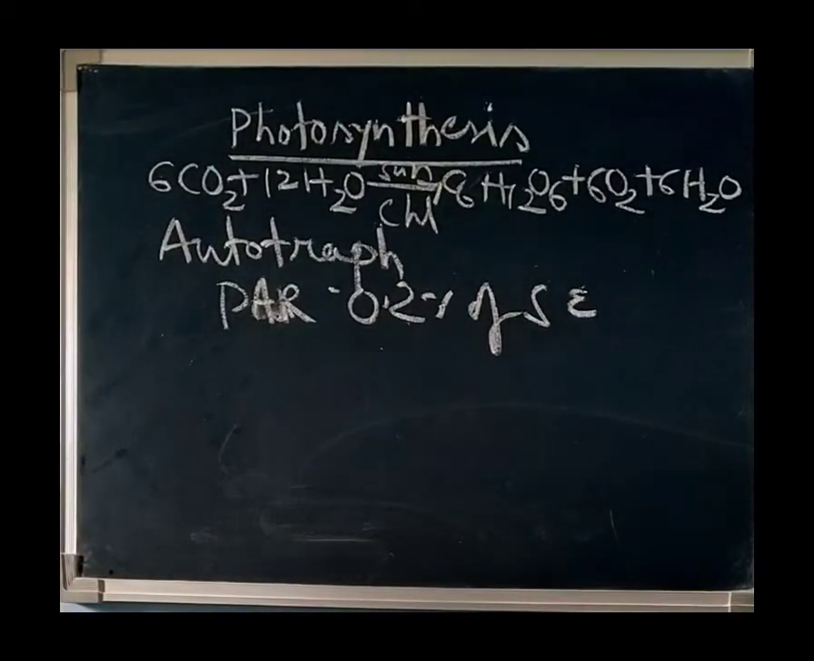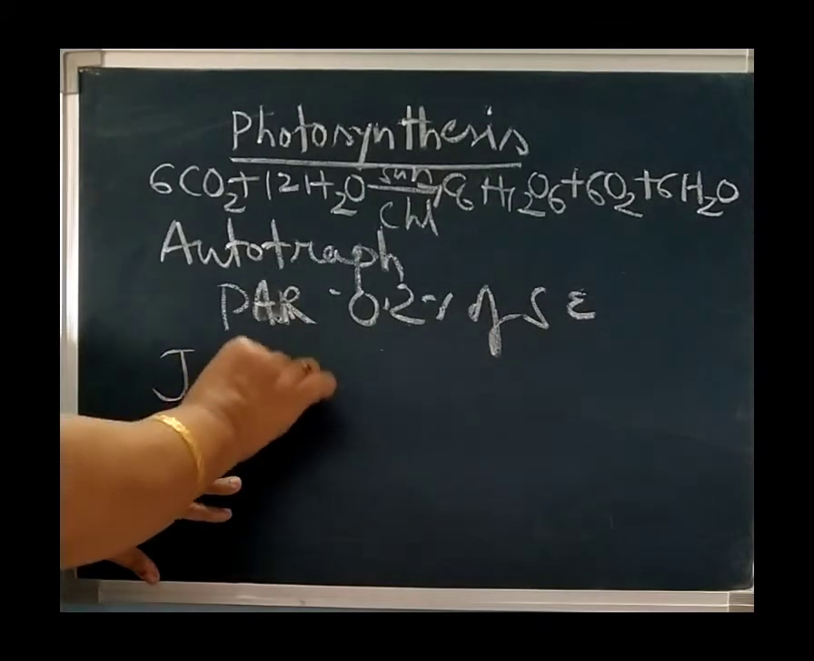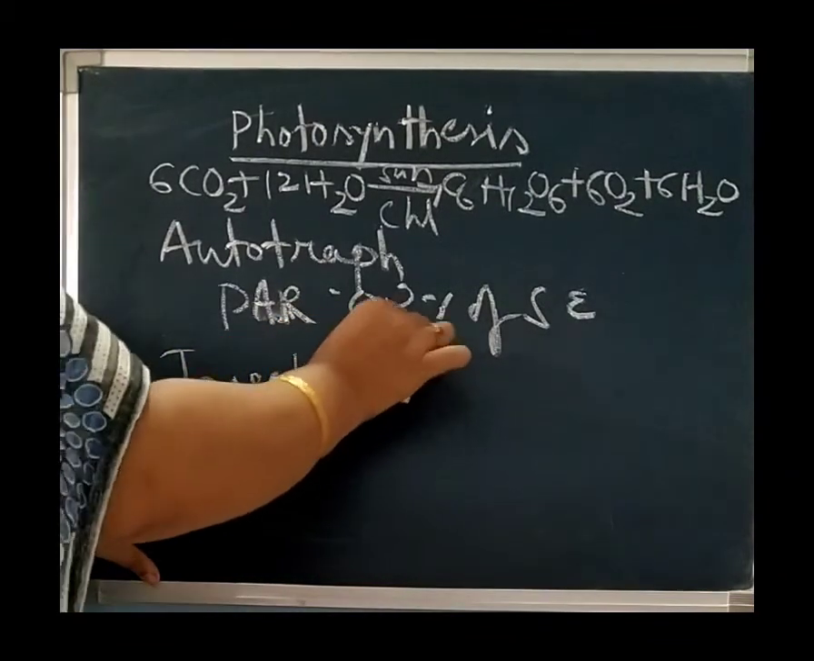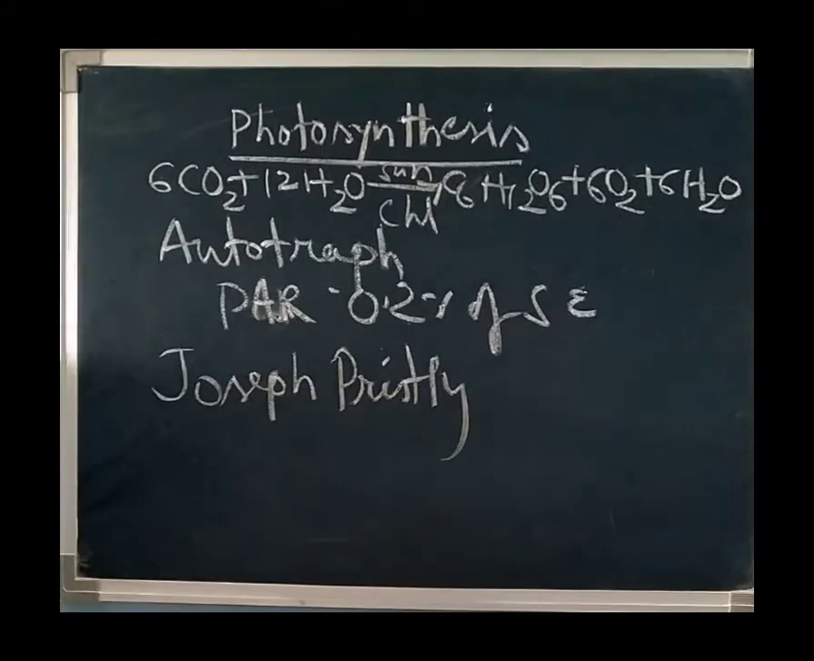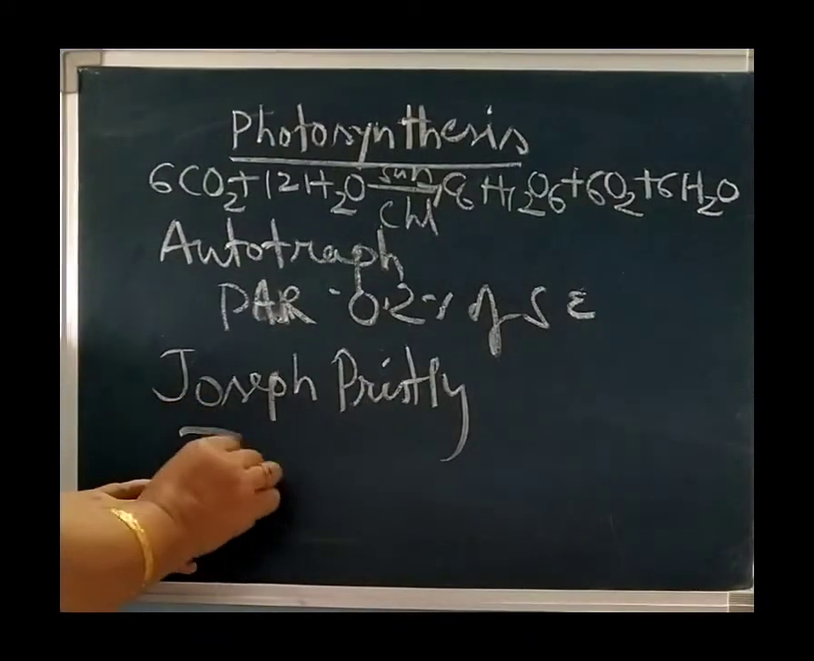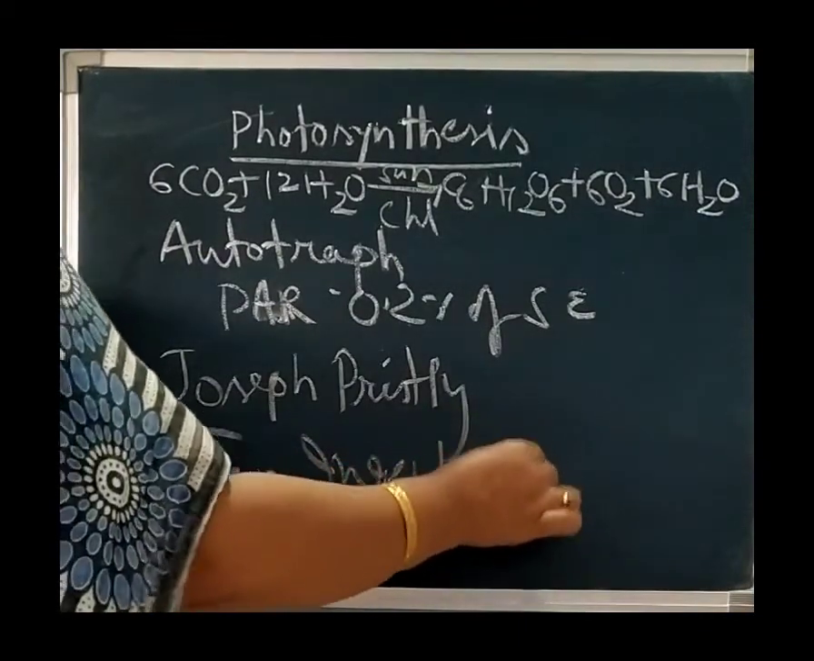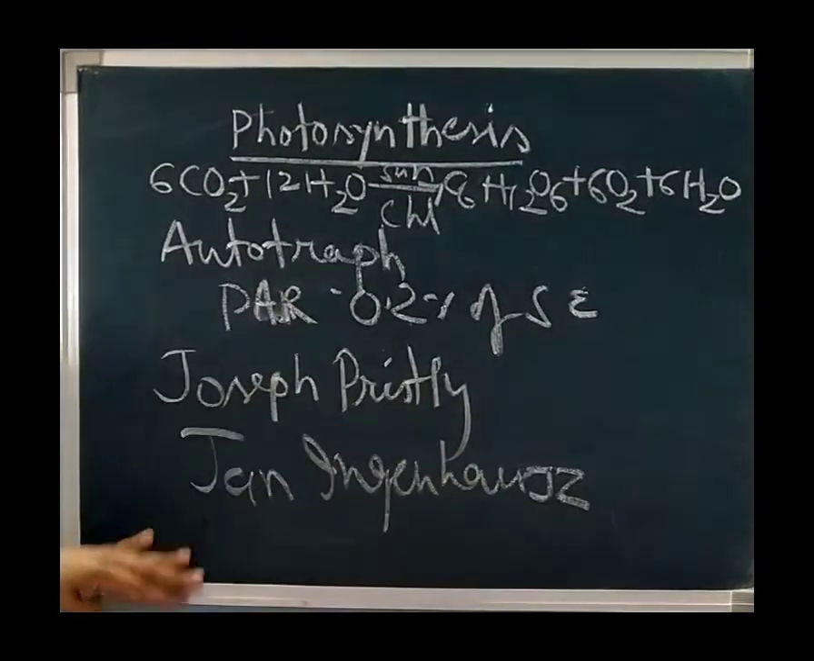Now there are a number of scientists who discovered many facts of photosynthesis, and out of that the first one is Joseph Priestley. Joseph Priestley found that a burning candle would soon get extinguished in the closed space of a bell jar. Similarly, a mouse kept in the closed space would soon get suffocated and die. Then the next scientist is Jan Ingenhousz.